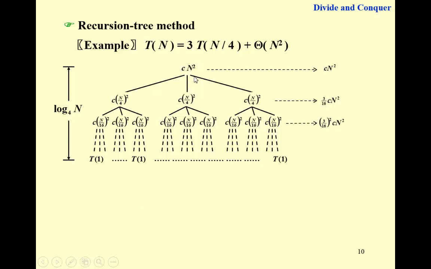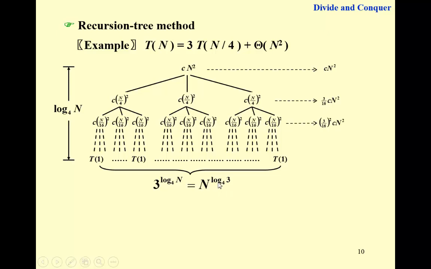It's like we start from 1, and then we have 3 branches, and then we have 3 squared branches, right? And then we have 3 cubed branches, and so on and so forth. So altogether we're going to have what? 3 to the power of something. 3 to the power of what? It depends on the height of the tree, right? So eventually we're going to have 3 to the power of the height of the tree. And it's equivalent to this form, n to the power of log 3 with base 4.